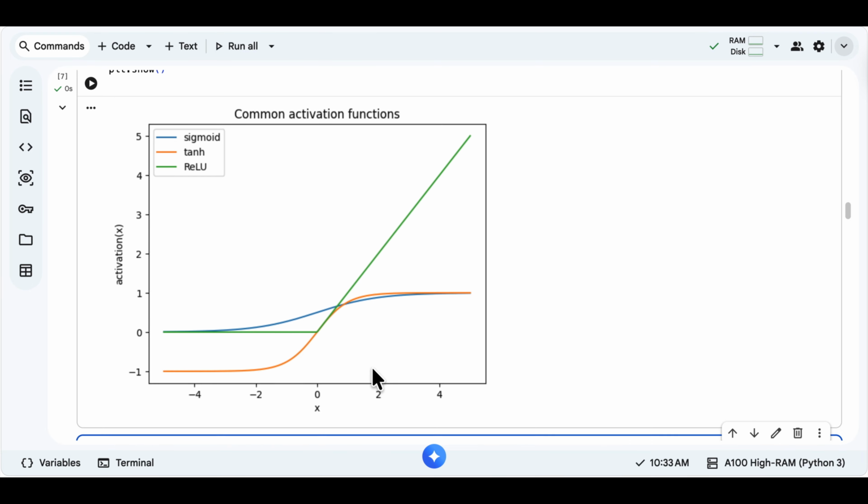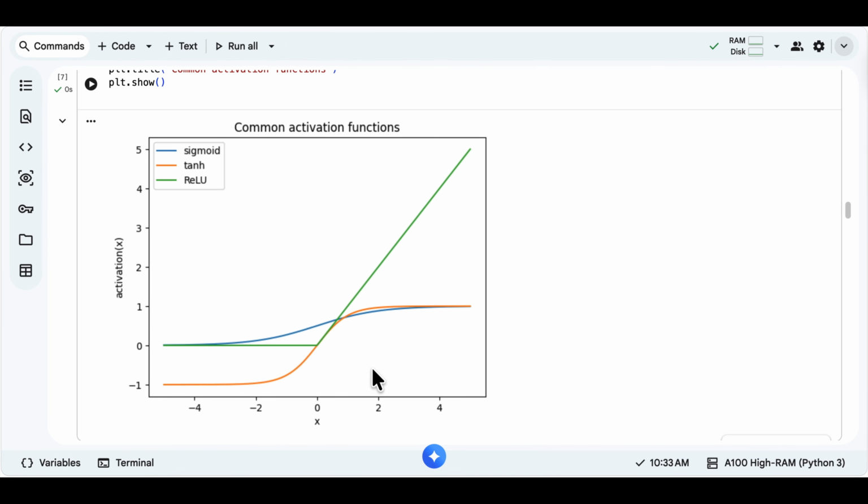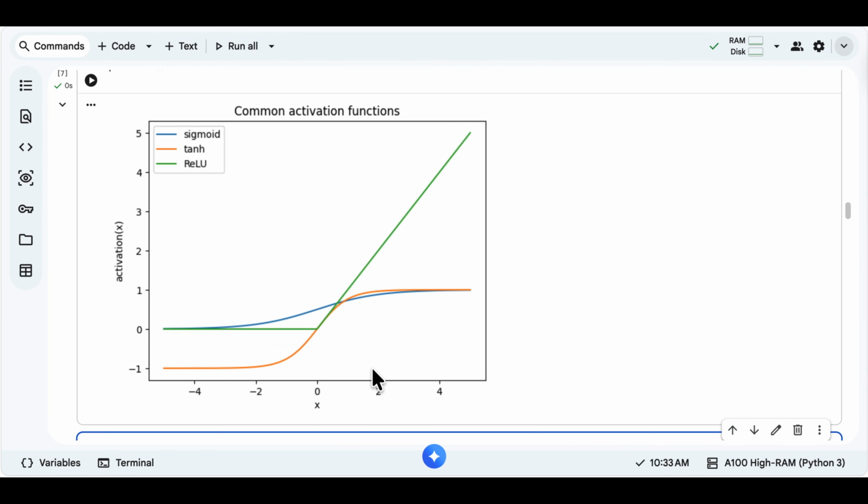When you look at the figure, notice that sigmoid and tanh flatten at the extremes, which means gradients become small there. ReLU does not saturate on the positive side, which is one reason it became so popular in deep learning. The broader lesson is that activation functions are not cosmetic. They determine how flexible the model can be and how smoothly it learns.